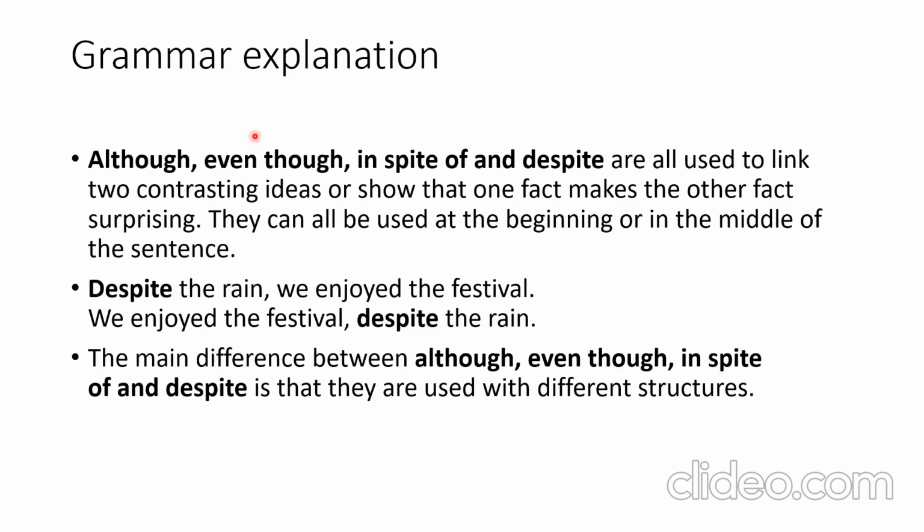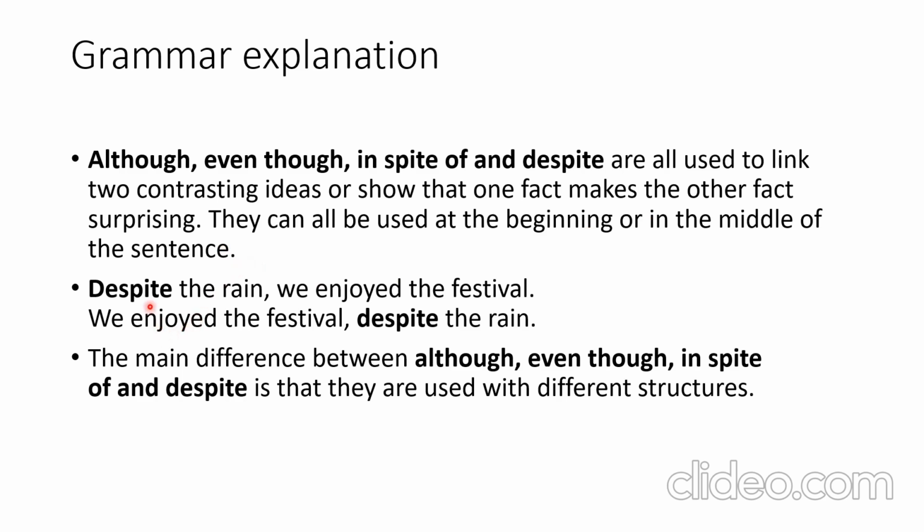So, guys, although, even though, in spite of, and despite are used to link two contrasting ideas or show that one fact makes the other fact surprising. They can all be used at the beginning or in the middle of the sentence. Let's have the first example. Here we find despite at the beginning. As we said, we can find them at the beginning or the middle or the end of the sentence.